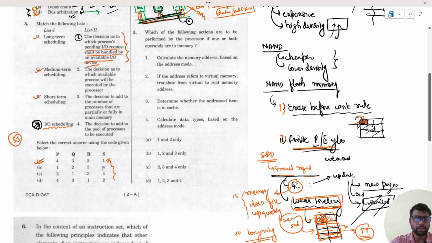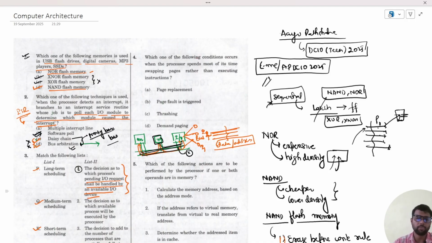Now let's move to our next question, question number 4. In question number 4 also, there is terminology used like page replacement, page fault, thrashing, and demand paging. These four terms are used. So let us read the question. Which one of the following conditions occurs when the processor spends most of the time swapping pages rather than executing instructions? Swapping pages rather than executing instructions. Now we have done this. This is the concept of virtual memory.